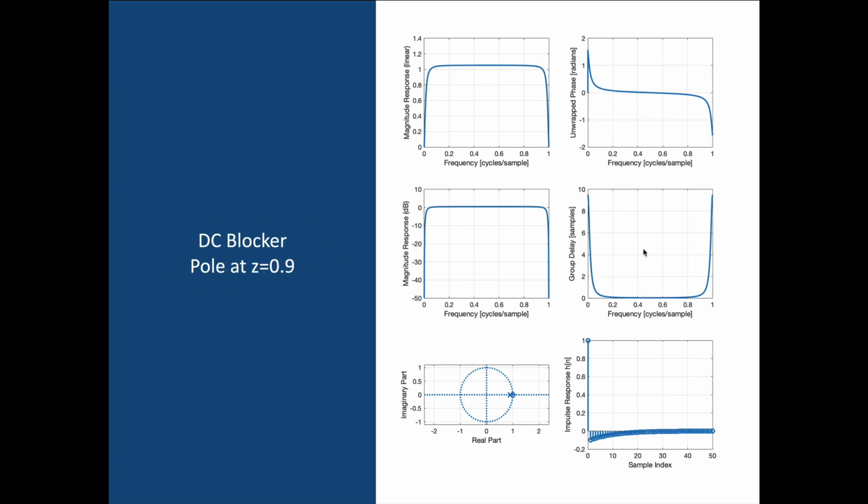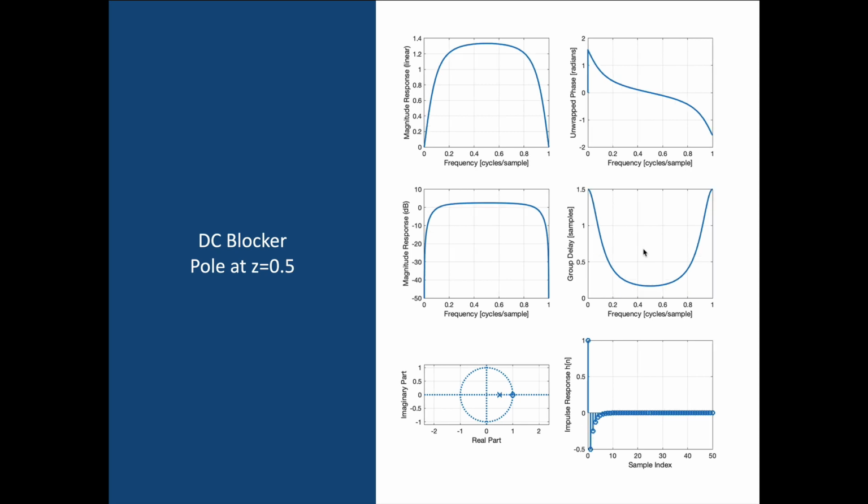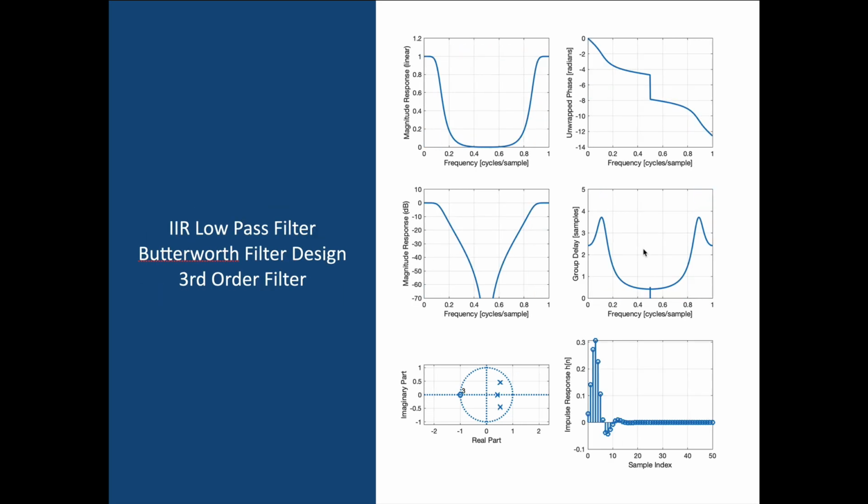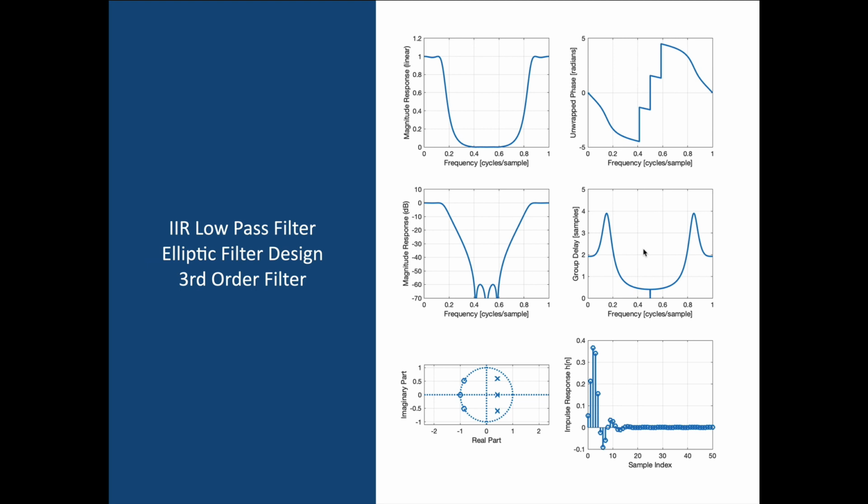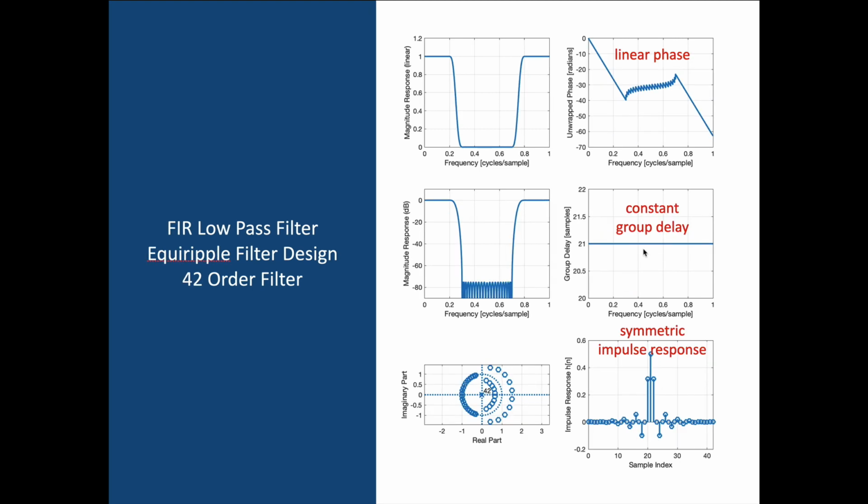Nonlinear phase, non-constant group delay. The same story plays out again and again for all the IIR filters. But when we get to the FIR filter, notice that we have a linear phase response and we have a constant group delay. What this means is that all the signal components at all the different frequencies passing through this filter will experience the same amount of delay. So things that go in will come out time aligned.